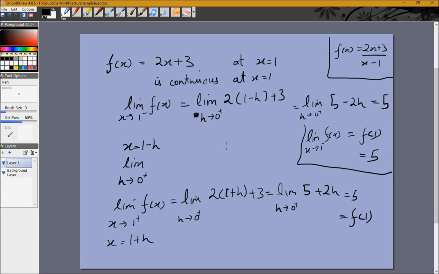Right. Now we could have actually seen this directly from the graph. The graph of 2x plus 3 will be something like this. And it's one straight line, so obviously it had to be continuous.